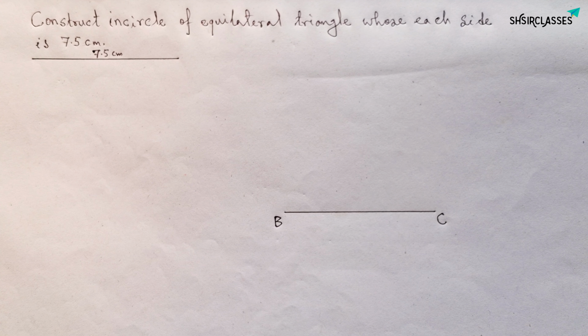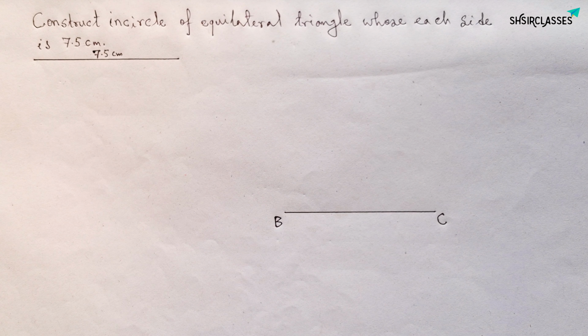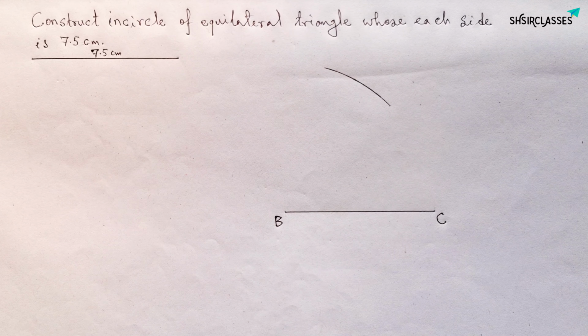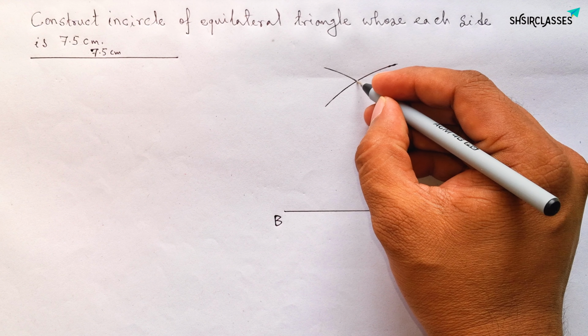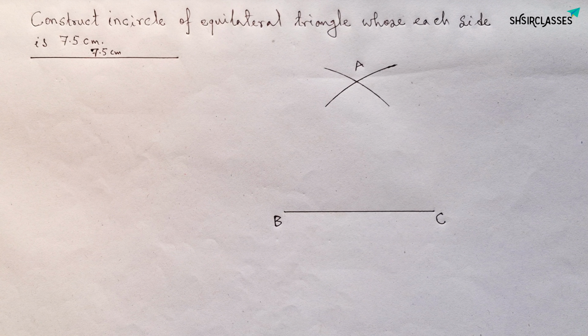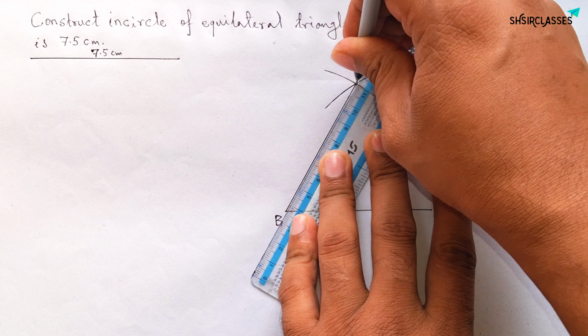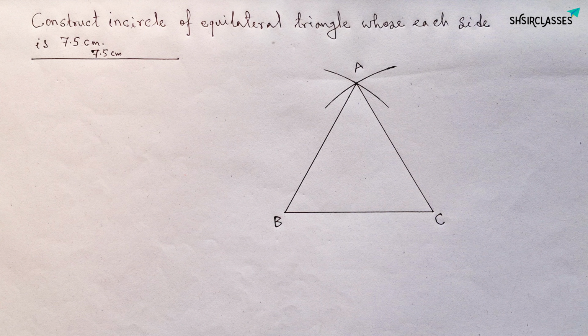Now measuring the length 7.5 centimeters with the help of compass, putting the compass on the point B and drawing an arc. Again with the same length, putting the compass on the point C and drawing an arc. Labeling here point A. Joining points A and B, and joining points A and C. Therefore, it is the required equilateral triangle of each side 7.5 centimeters.